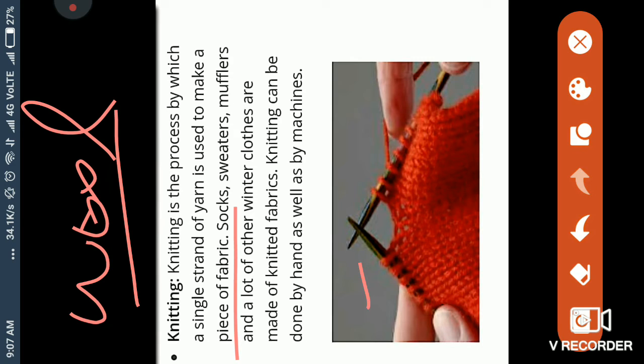And two iron rods are important in it, and with the help of this process knitting can be done by hand as well as by machine. But knitting by hand is popular in India in common houses. But now in the modern age, people are forgetting knitting by hand, so it is mainly done by machine.